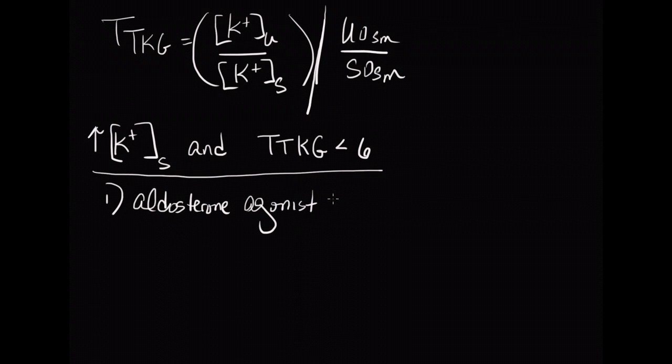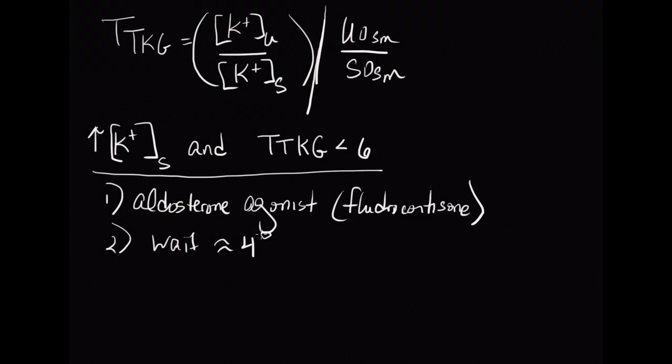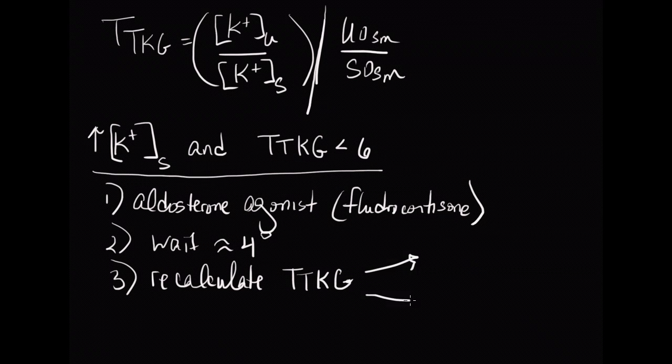And the most common one is fludrocortisone. There you go. Administer that. Wait about 4 hours. And then recalculate your TTKG. Now, upon recalculation of the TTKG, if you get a value that is greater than 6, you have aldosterone deficiency. You have a lot of evidence now for aldosterone deficiency.